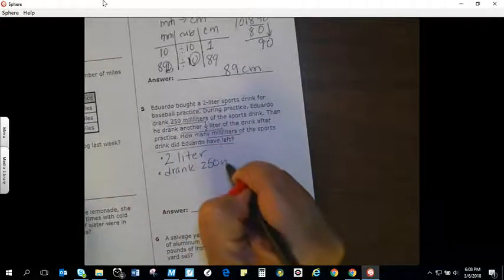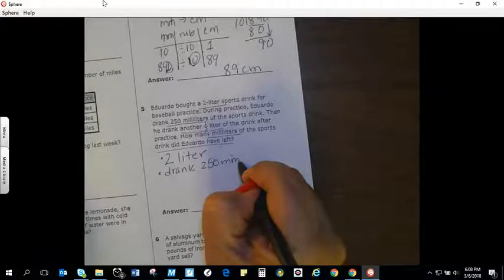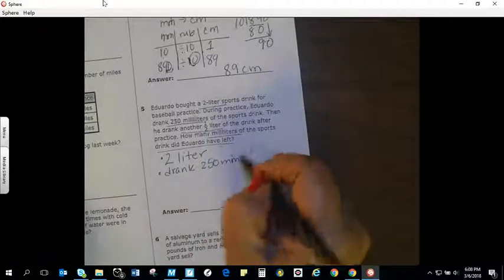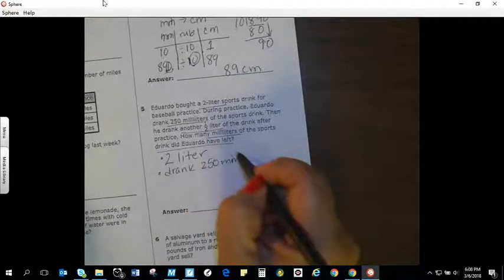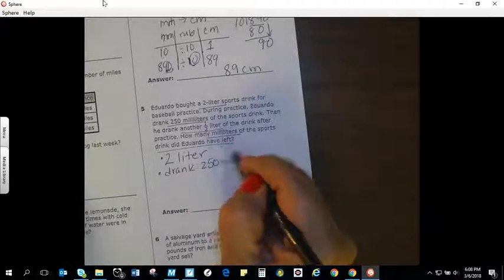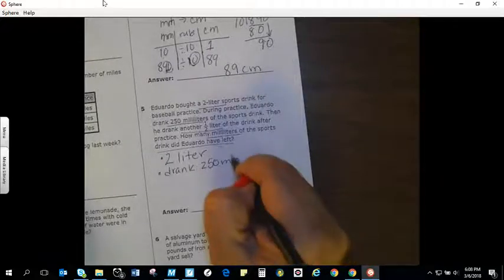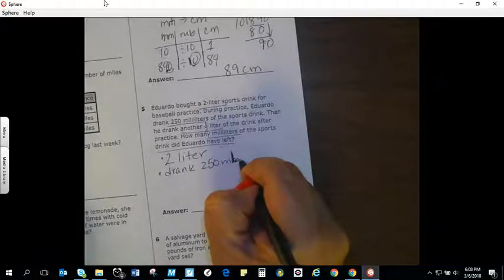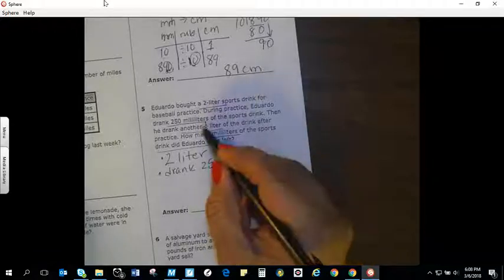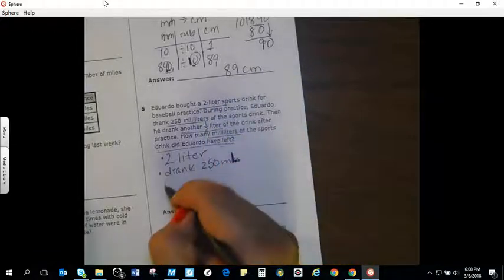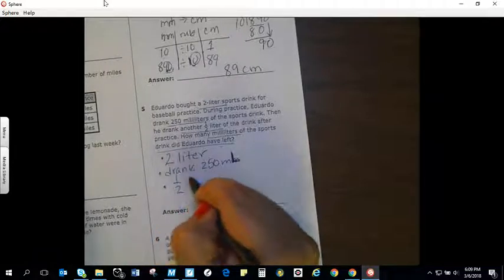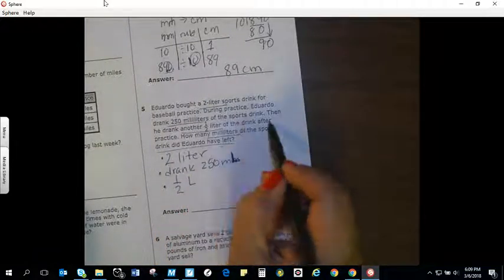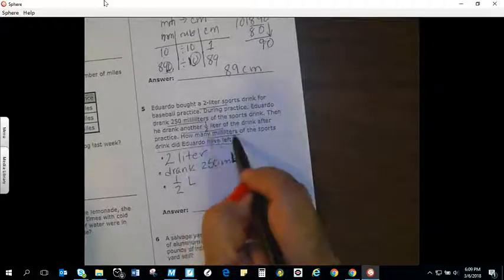and then he drank 250 milliliters. So I'm going to do mm for the milliliters, ml, milliliters. And then it said that he drank another 1/2 liter of drink after practice. So how many milliliters does he have left?